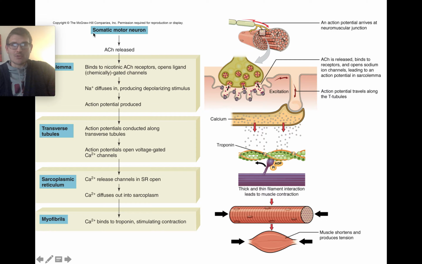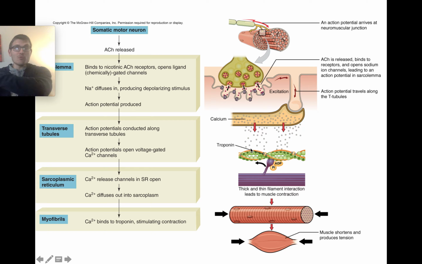In order for a skeletal muscle to contract, we need stimulation from a somatic motor neuron. So it releases its neurotransmitter of choice, which is acetylcholine. Acetylcholine binds to nicotinic receptors here in the neuromuscular junction. Those nicotinic receptors, as we've discussed many times before, are always excitatory, so that will depolarize the muscle fiber. The action potential will be conducted down the length of the transverse tubule. That will lead to the opening of voltage-gated calcium channels in the sarcoplasmic reticulum. Calcium will start flooding out into the sarcoplasm, where it will bind to troponin.